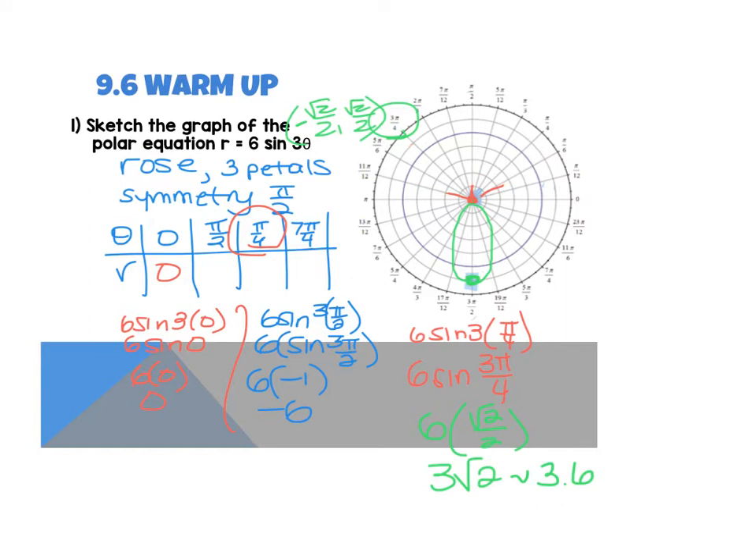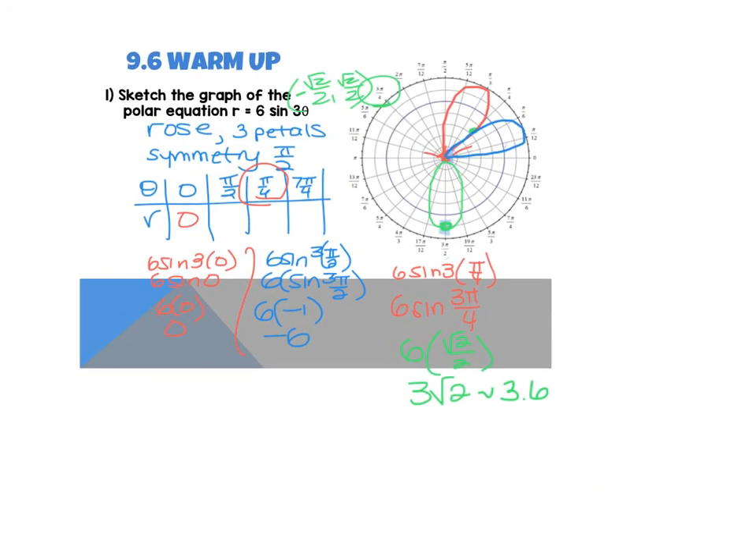Pi over 4, 1, 2, 3.6. Which means I'm either on the return side of that or on the out. Like I'm either going this way or I'm going this way. And to figure out what to do, I'm going to plug in one additional point. So let's say I go with pi over 3.